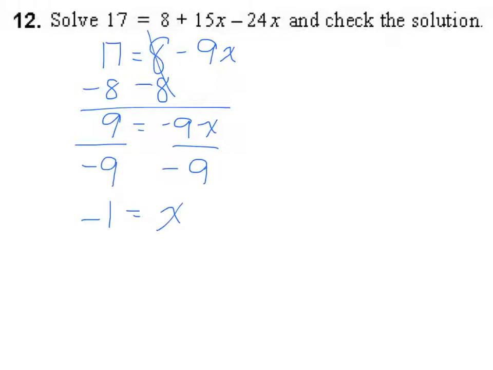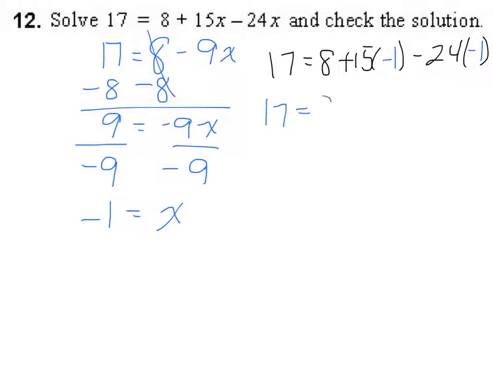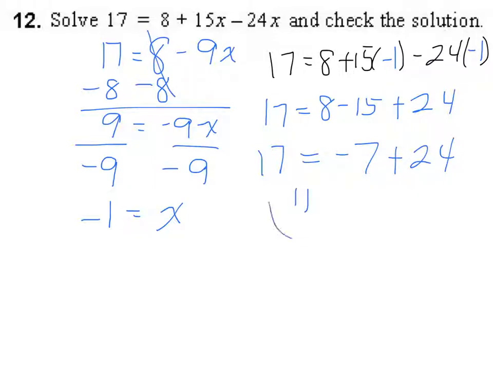And once again, it's always a good idea to go back to your original equation and check. Where there was an x in the original equation, I'm going to replace it with negative 1. So I have 17 equals 8 minus 15. Negative times negative is plus 24. I hope 17 equals 8 minus 15 is negative 7 plus 24. And sure enough, 24 minus 7 is 17. I am confident my answer of negative 1 is right.